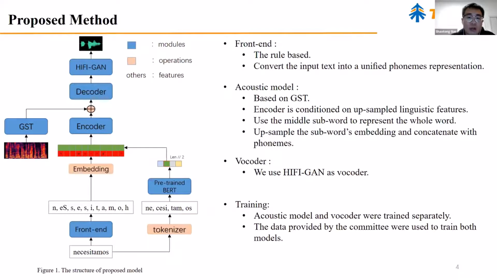For the vocoder, we use HiFi-GAN. In the training stage, we train the acoustic model and the vocoder separately, and the data provided by the committee were used for both models.